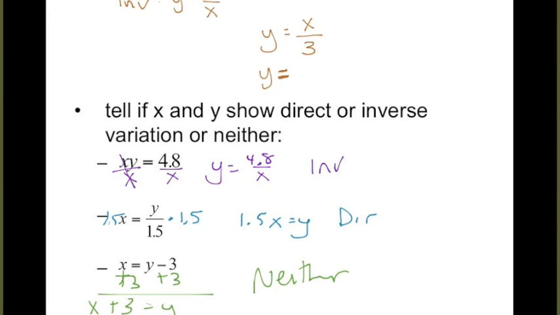Multiplying by 1 over 3. 1 over 3 is the same thing as dividing by 3. So writing x over 3 is the same thing as 1/3 times x. So this then is a direct relationship, even though it was originally written as a division problem, because dividing by 3 is the same thing as multiplying by 1/3. Okay, so be careful of that inverse. Make sure if you're going to state that it's inverse, that your variable x is in the denominator. If it's on the top, then it's actually a direct relationship because that's really a multiplication by a fraction.